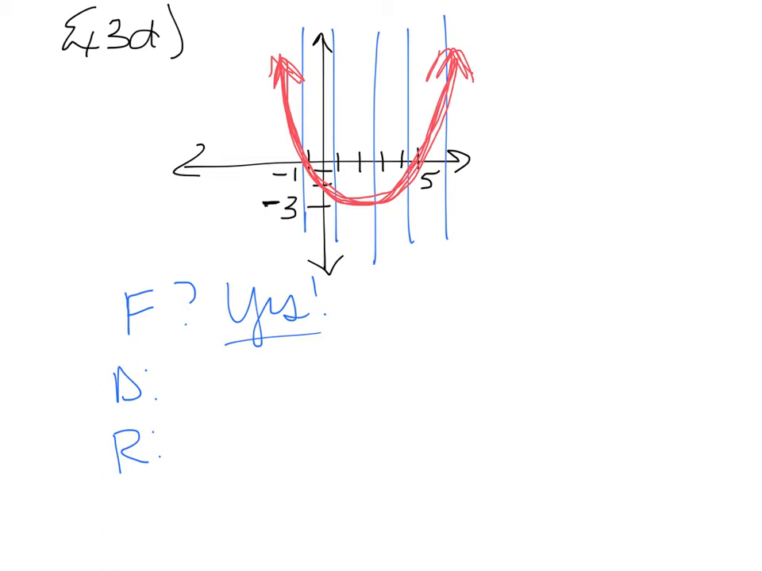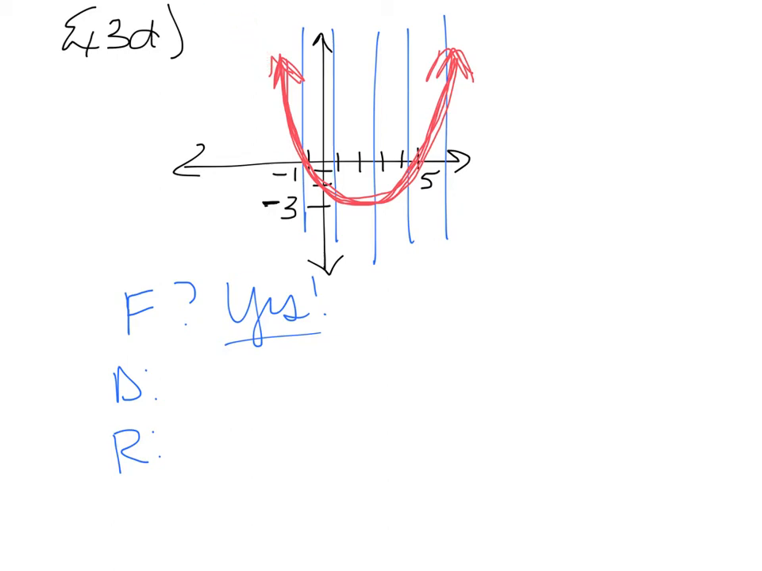-1 to 5. Okay, so I'm looking at that. I can see that. But what about all of the values that are over here? So my graph goes up, down, up. And then what does this arrow tell you at the top? What happens? It just keeps going. What does this arrow tell you at the top over here? It just keeps going. Okay.